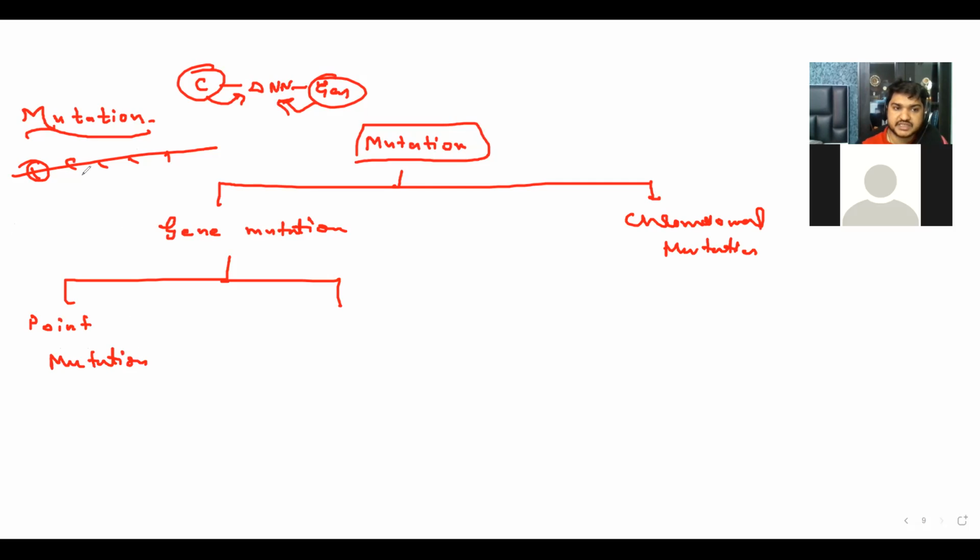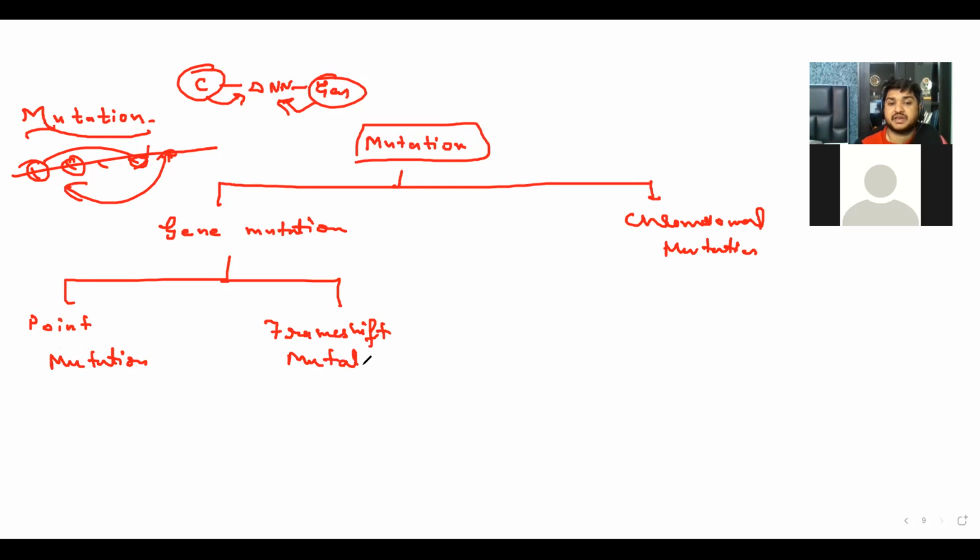But suppose you have changed this and this, and this one is coming here, that one is going there, so it should be a point or it should be a complete frame shift. Frame shift. Yes, it's a frame shift mutation.